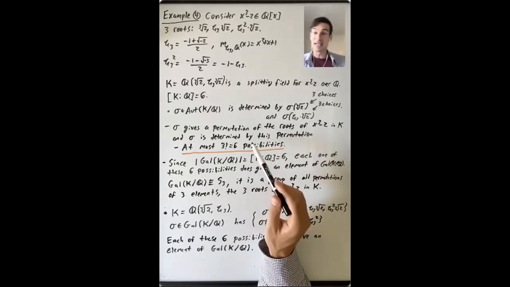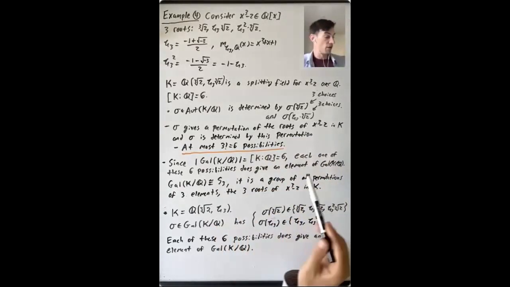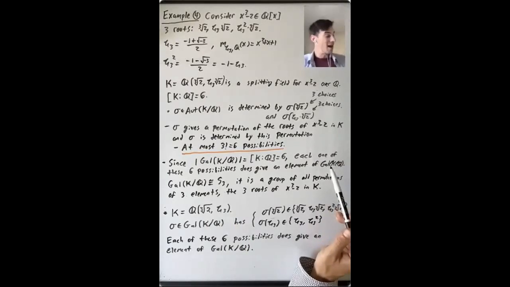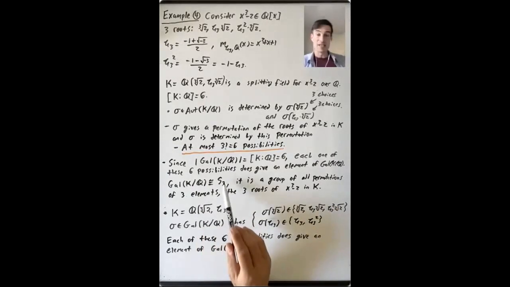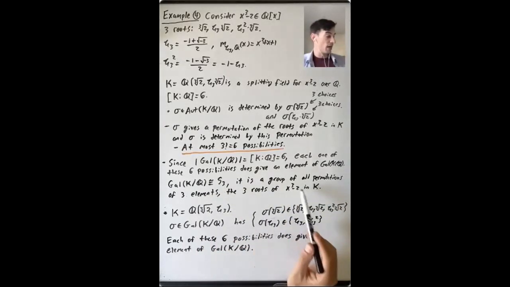And every one of these 6 permutations of the roots of x cubed minus 2 in K gives rise to an element of the Galois group. So each one of these 6 possibilities really does give an element of this Galois group. OK, so what is that telling us? The Galois group has order 6. But we know more. This Galois group is isomorphic to S3 because its elements are described in terms of permutations of 3 things. So this is a group of all permutations of 3 elements. What are those 3 elements? They are the 3 roots of x cubed minus 2 in K.